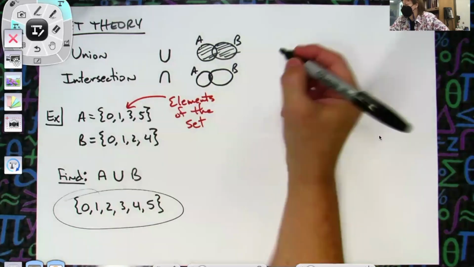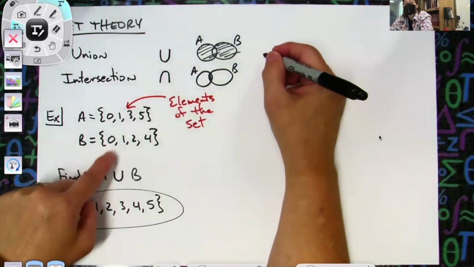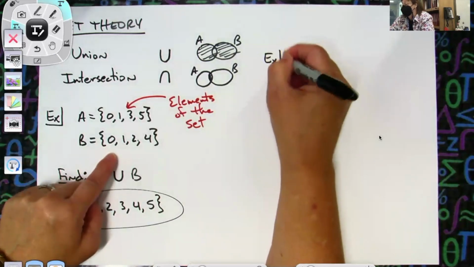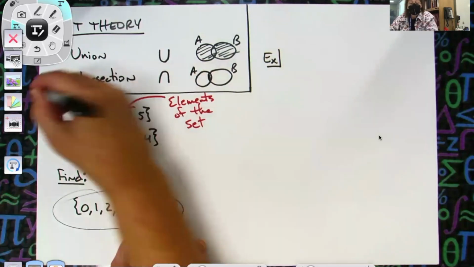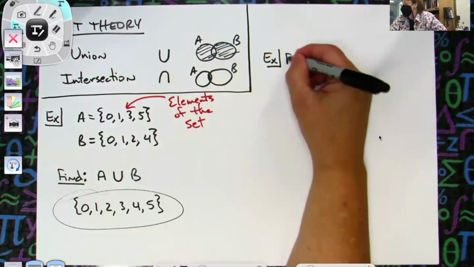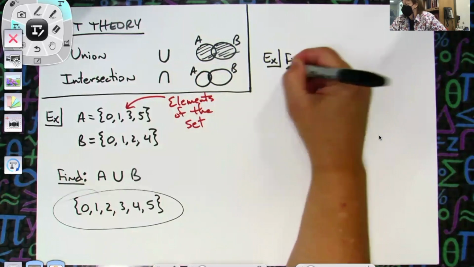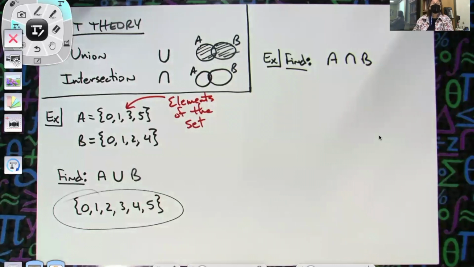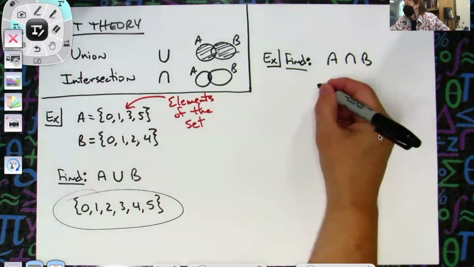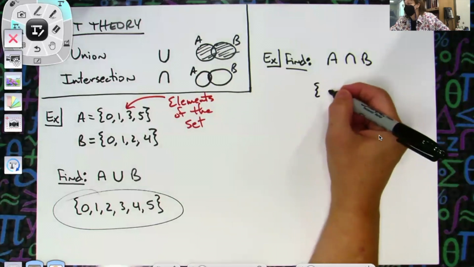All right, now let's use the same sets A and B so I don't have to rewrite and make new sets. Let's say we want to find A intersect B. So I want the intersection. In other words, I want the part that overlaps, or the numbers that appear in both sets. Okay, so the numbers that appear in both sets are 0 and 1, 0 and 1.